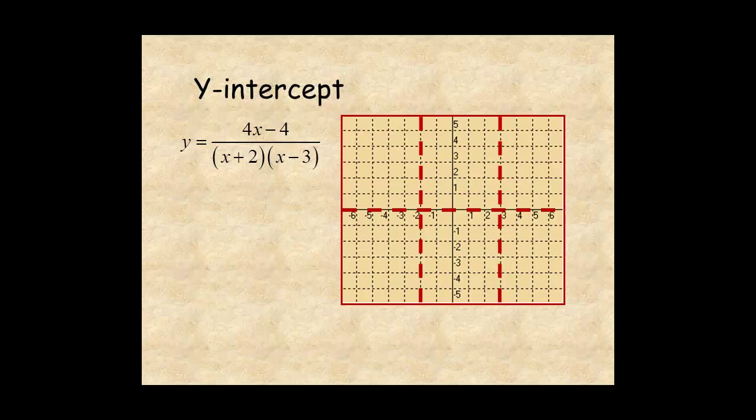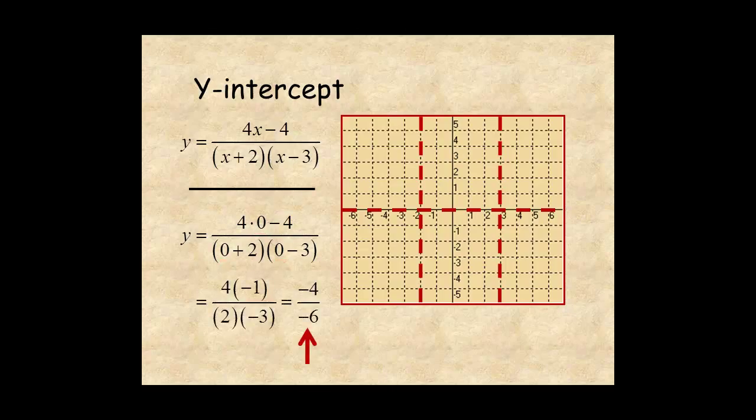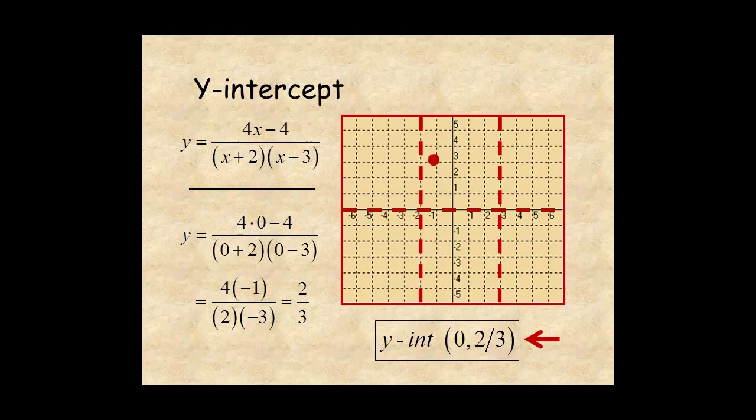To find the y-intercept, evaluate the function for x = 0. This gives -4 over -6, which is positive 2/3. So the y-intercept for the function is the point (0, 2/3).